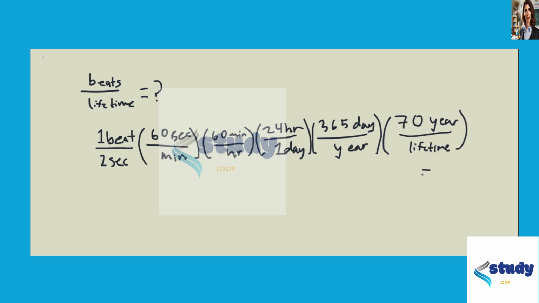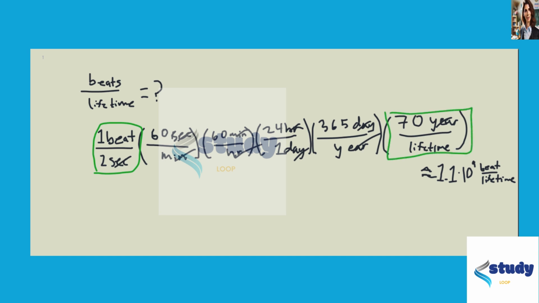So this answer actually comes out to be approximately 1.1 times 10 to the 9 beats. So let's cancel out the units of time right here. Beats per lifetime. Okay, and so the two basic approximations that were made were here, where we estimated about how many beats per quick unit time and about the average lifetime expectancy. So this answer is really going to depend on these two parameters.